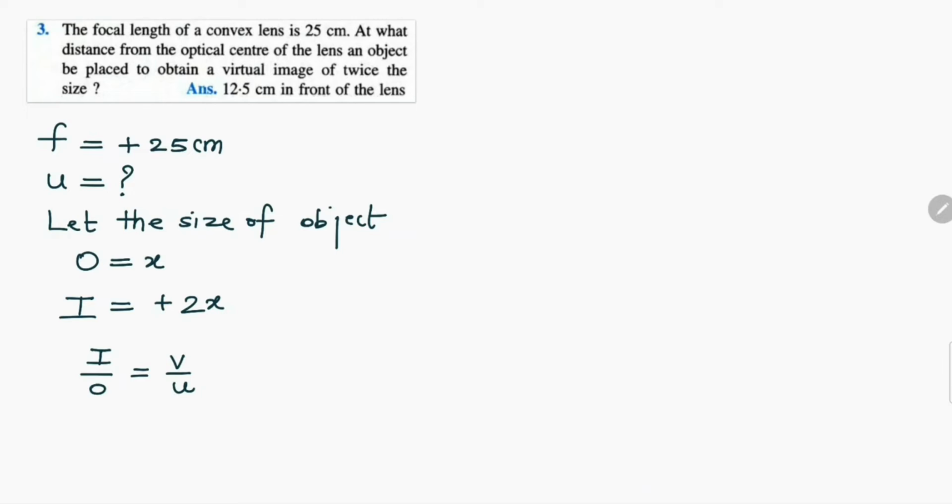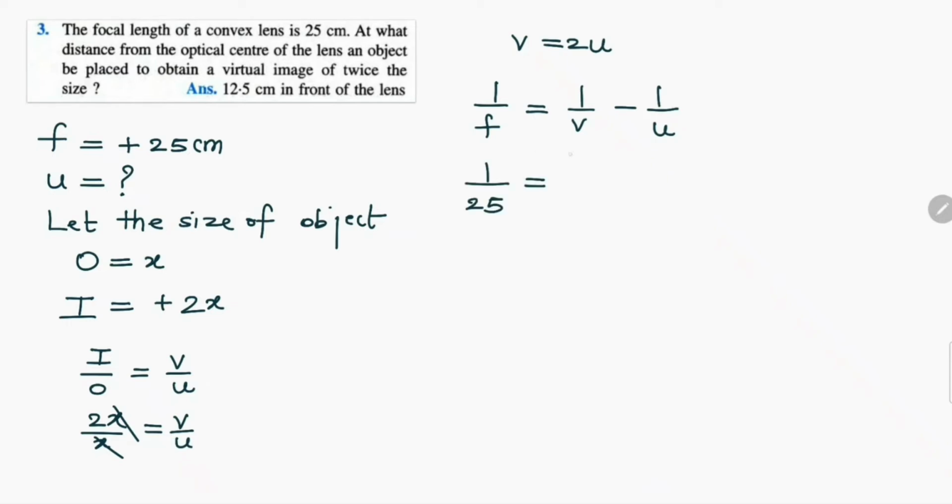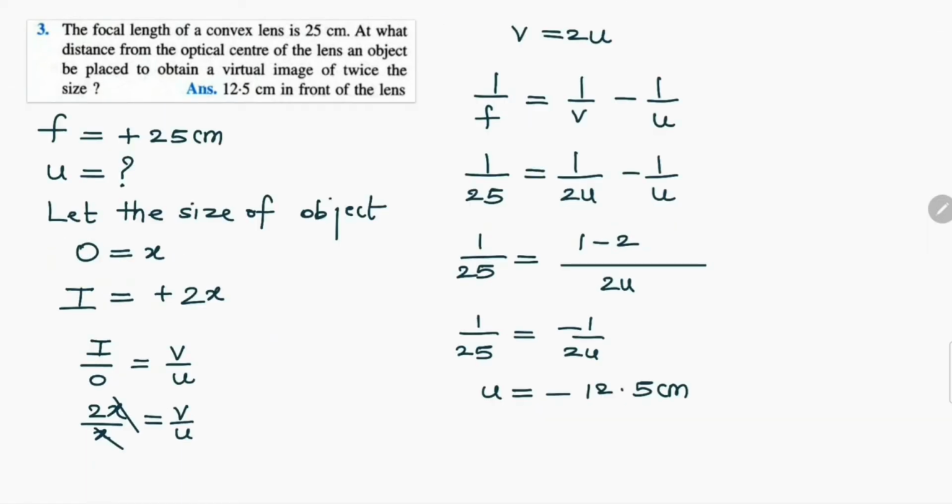Therefore, I by O is equal to V by U. Hence, when I substitute the values, 2X upon X is equal to V by U. So I can also write it as V is equal to 2U. Now using lens formula and substituting the values, F is 25, but instead of V I can write 2U. So writing 1 by 2U minus 1 by U, taking LCM, we get U as minus 12.5.